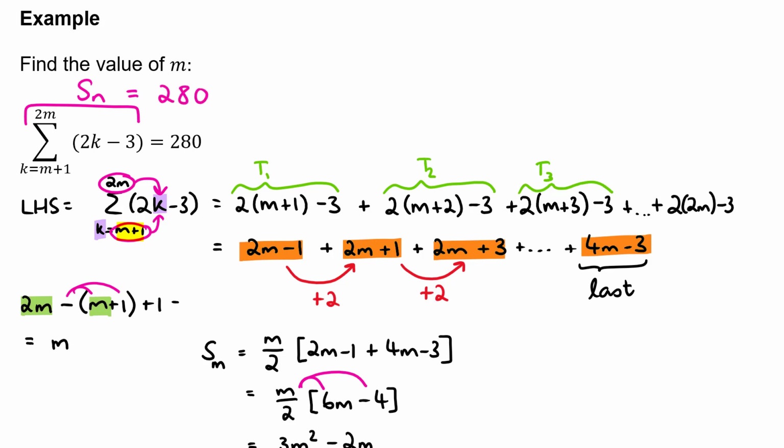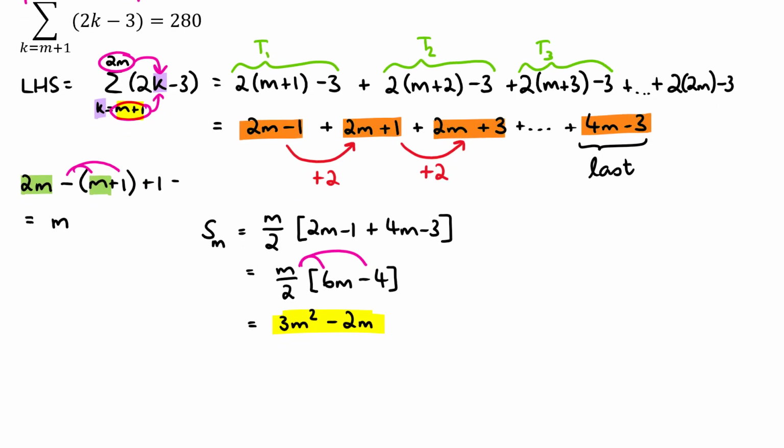And what we already know is this entire piece over here, that entire Sn, is equal to 280. So if this here is our sum of m terms, we can equate that expression there to 280. So when we do that, we're going to get 3m squared minus 2m is 280. And we can see that that is a quadratic equation. So 3m squared minus 2m minus 280 equals 0.